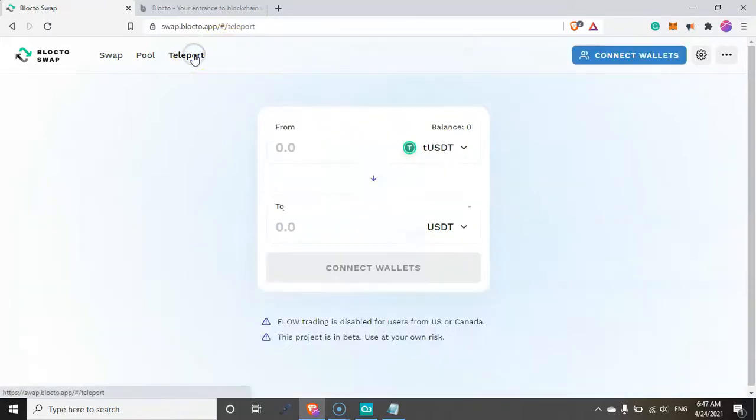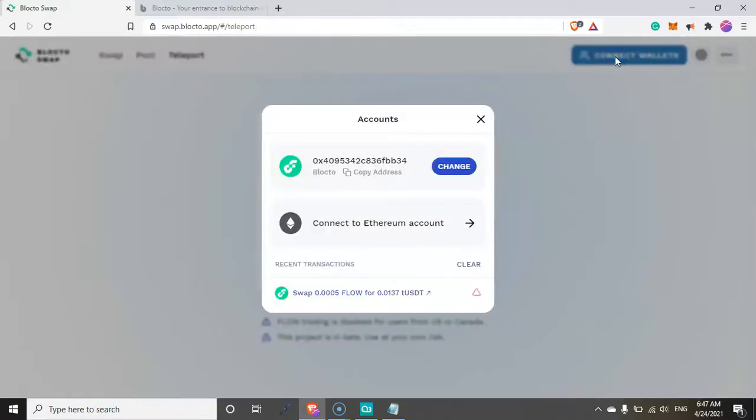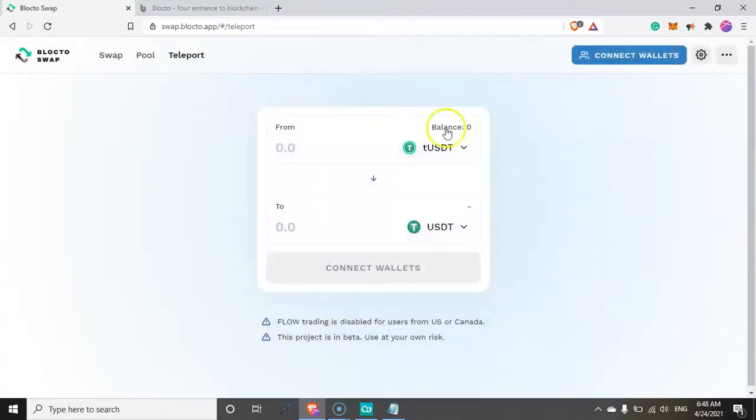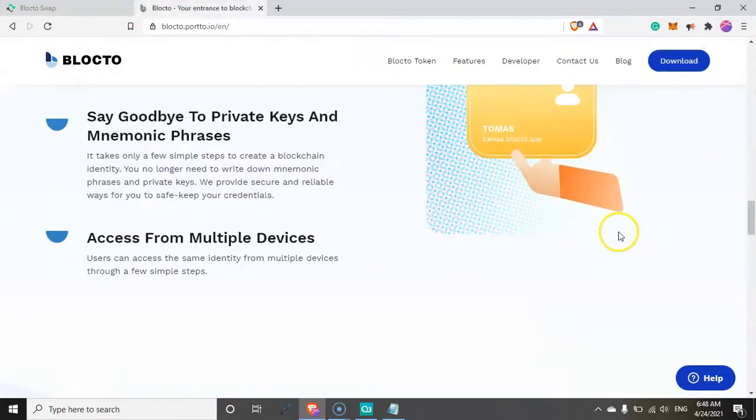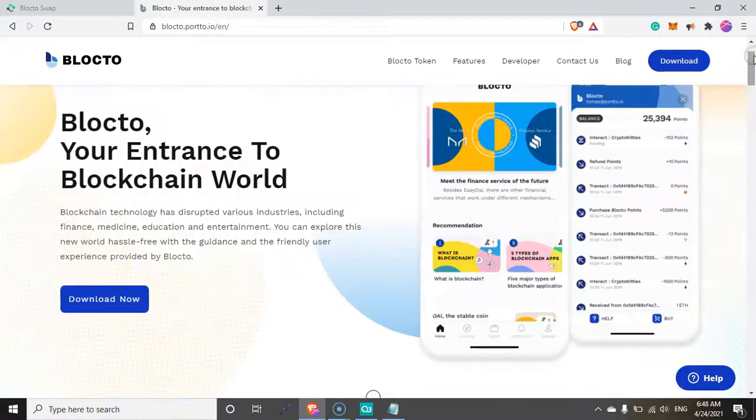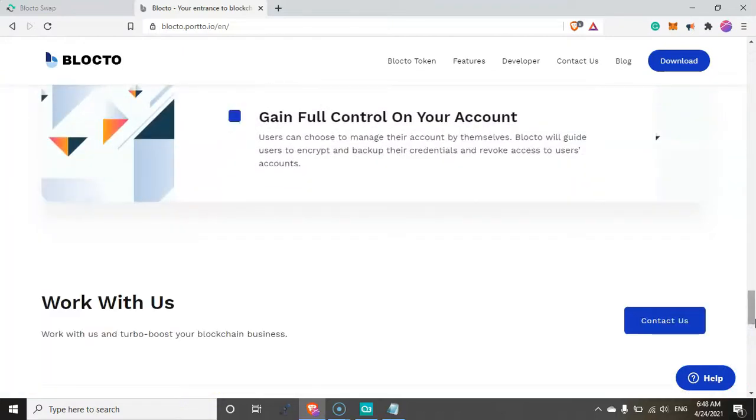Then the teleport function is if you want to bridge assets from different wallets. So maybe you want to bridge from Flow to Blocto, you can do that, and then you can swap the assets very easily. So guys, that is a brief about this platform. Very sleek, easy to use. You are not encumbered with stuff like passphrases and the rest of it.